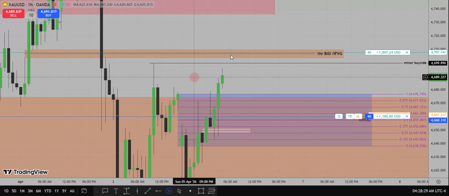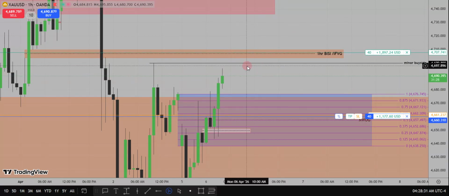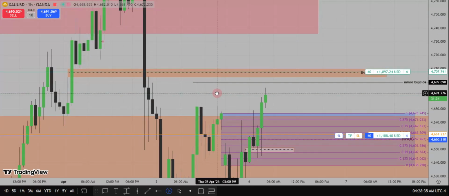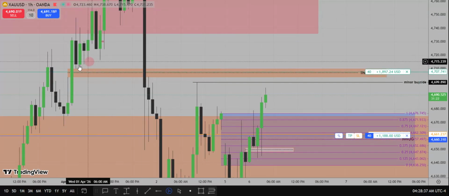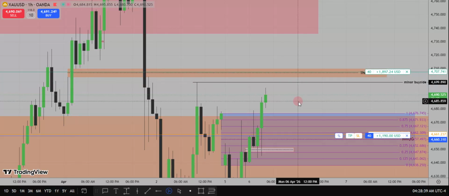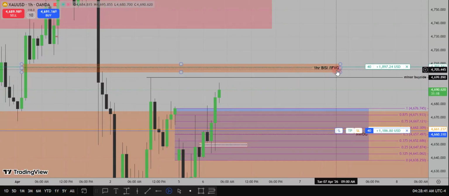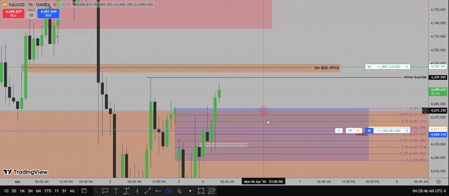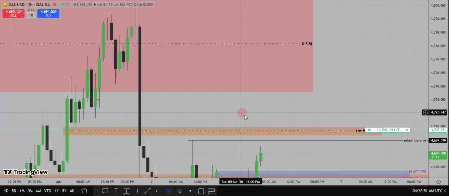And this is my target here, buy side liquidity. This is a minor buy side liquidity. What I want to see is how price will use this 1 hour buy side imbalance, sell side inefficiency as an IFVG to deliver lower. So just watch out for that. Okay, and this one here.